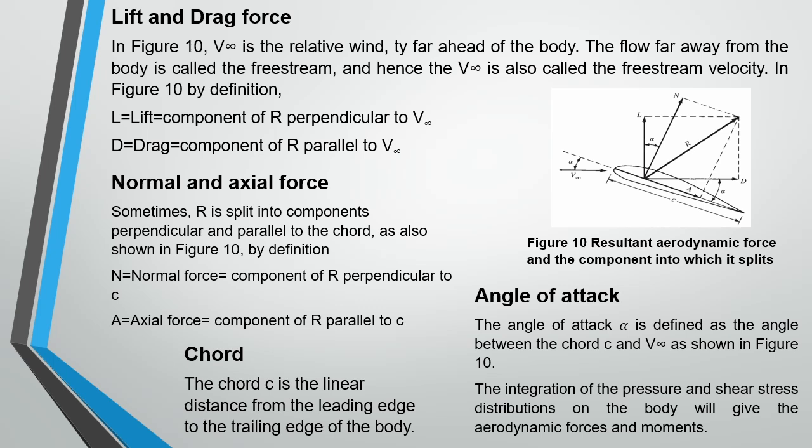And also we have the normal and axial force. Sometimes the resultant is split into components perpendicular and parallel to the chord. The chord is defined as the linear distance from the leading edge to the trailing edge of the body. So the normal to the chord is the normal force. However, the tangential one to the chord is the axial force. And the angle between the chord and free stream velocity is called the attack angle, or angle of attack.